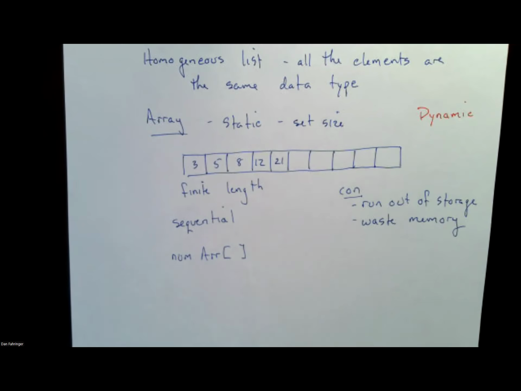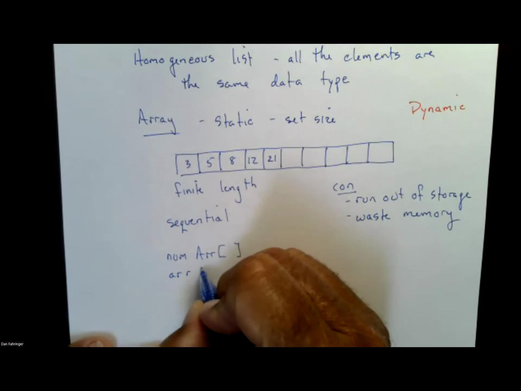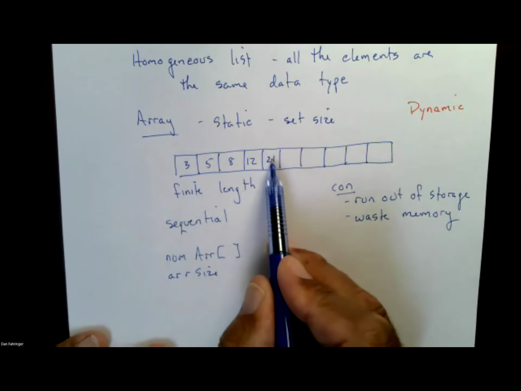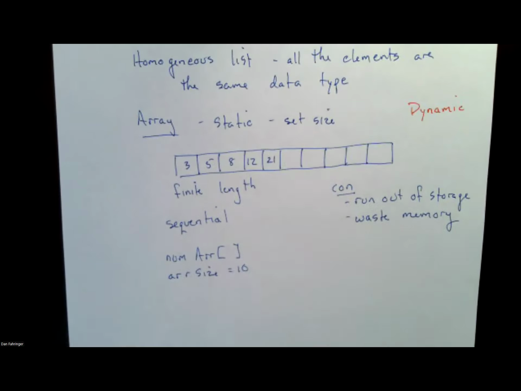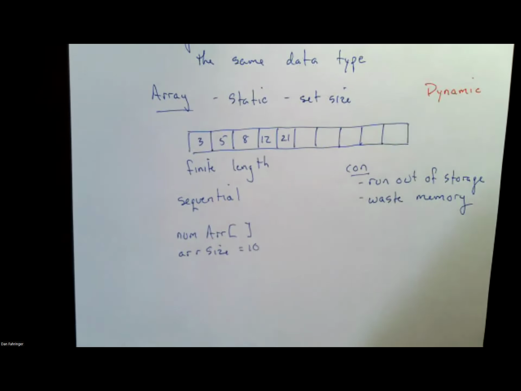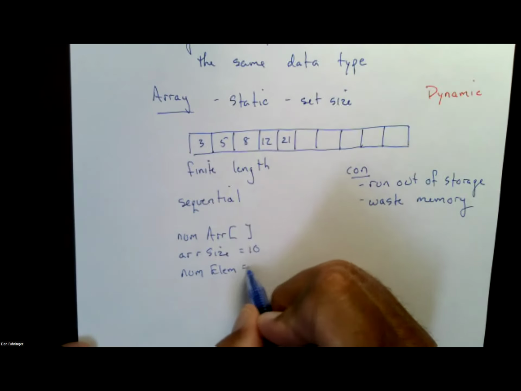So we would need the name of the array. We would need to keep track of the array size: 1, 2, 3, 4, 5, 6, 7, 8, 9, 10. In this case, it's a size 10. We would probably need to keep track of how many elements there are. Num elements: 2, 3, 4, 5.